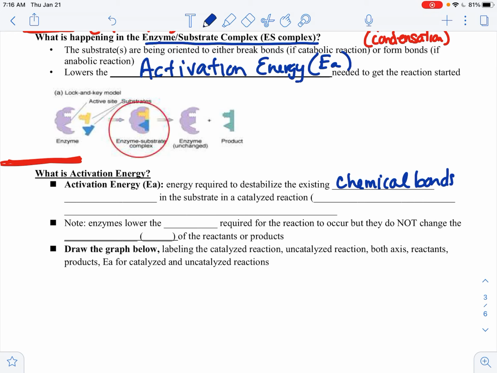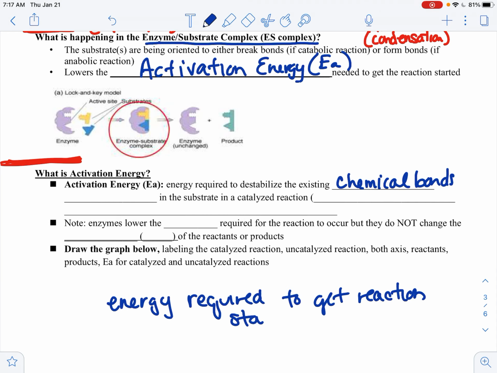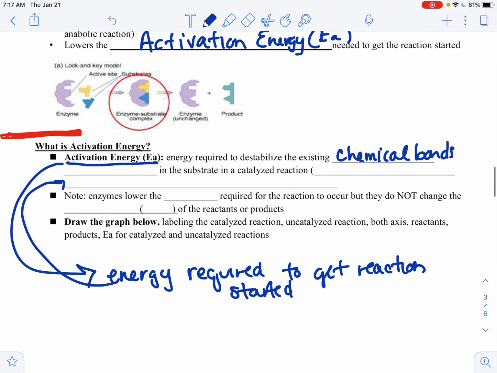In other words, it's the energy required to get the reaction started. I think that's a better definition. The activation energy is the energy required to get the reaction started. I think that's what we were supposed to write right there. Sorry, just write that right there or anywhere, it doesn't matter.